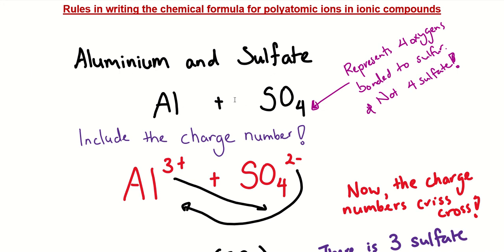Now if you do plan on doing higher levels of chemistry in the future, you do have to remember sulfate, nitrate, and all those kind of symbols there. Now, this 4 here, I just want to quickly illustrate, represents that there are 4 oxygens bonded to this 1 sulfur atom. Okay, it does not mean that we have 4 sulfates. If I want to say there were 4 sulfates, I would write the 4 in front here. But this is what a sulfate looks like.